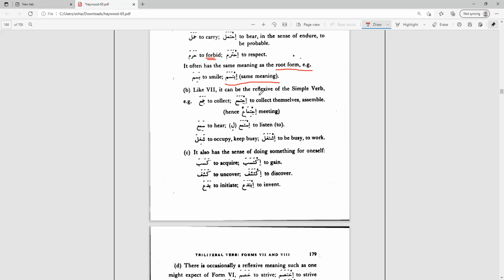So it says it can be reflexive of the simple verb, similar to form 7. So jama'a means to collect, ijtama'a means to collect themselves, assemble. Sami'a means to hear, and istama'a means to hear yourself, which means to listen. Shagala means to occupy, keep busy. So ishtagala means to occupy yourself, so you become busy. So it means to be busy. Reflexive, I think we covered in the last lesson, essentially means the meaning returns back to yourself.